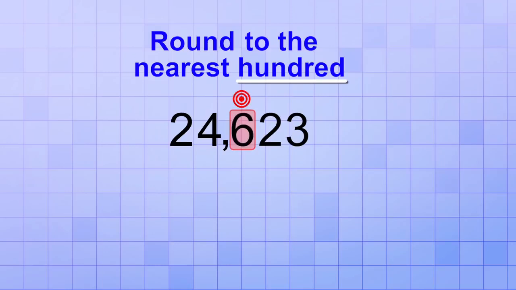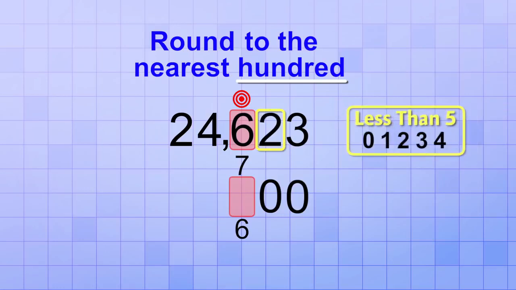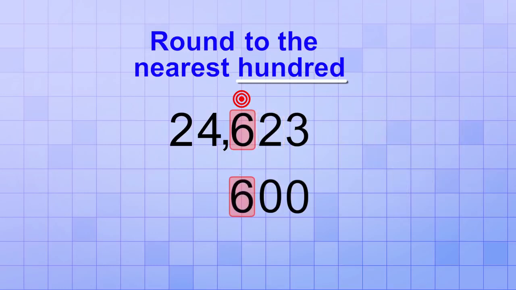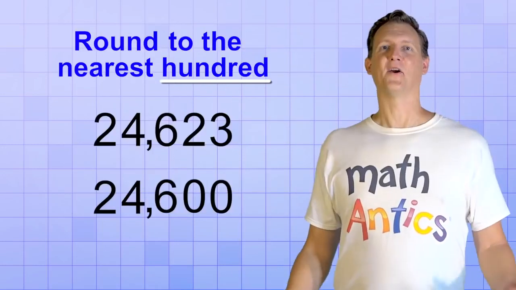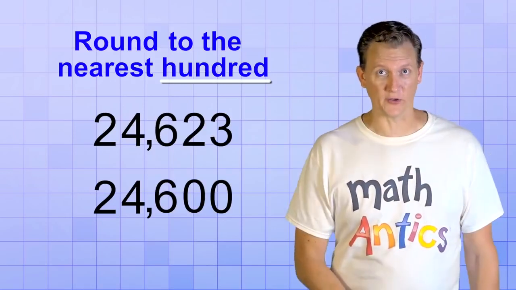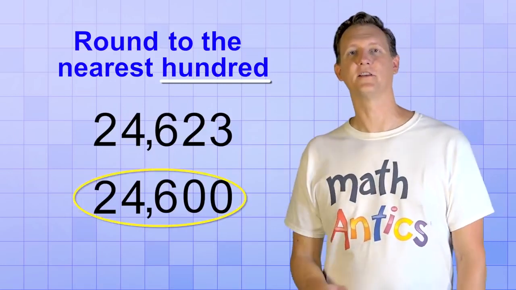And we know that any digits to the right of the target will be replaced with zeros in our rounded version. Next, let's decide what to do with the target digit. We either keep it the same or we increase it by 1. To decide, we look at the value of the next digit to the right. Since that digit is only a 2, which is less than 5, we round down, which means that we'll keep the target digit the same in the rounded number. Last, we just keep all the digits in bigger number places the same in the rounded version. There, we've rounded the original number to the nearest hundred, and the answer is 24,600.